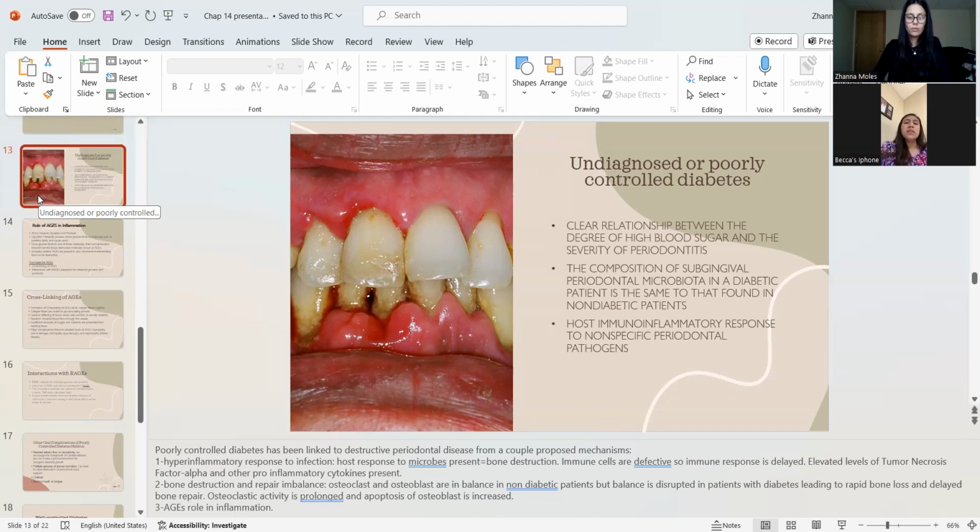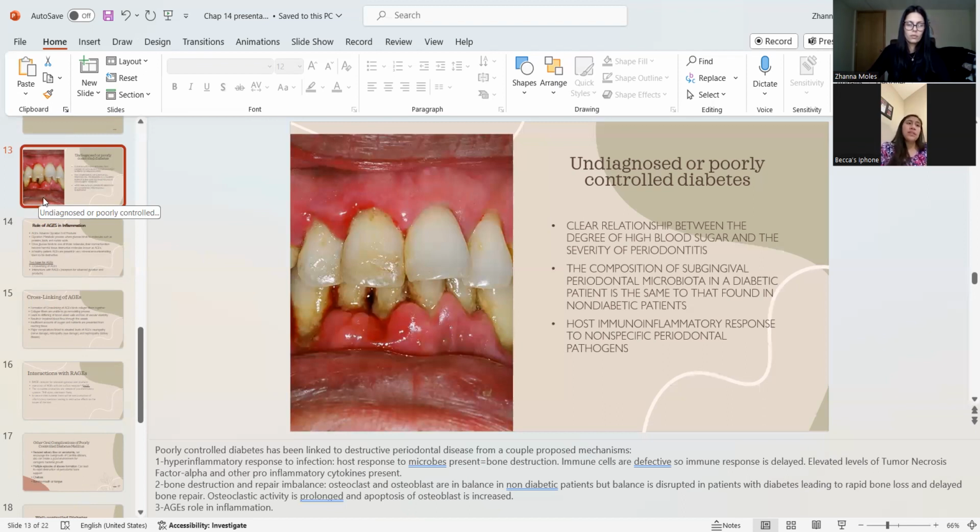The second one is bone destruction and repair imbalance. So our osteoclasts and our osteoblasts aren't stabilized. There's more prolonged activity of bone destruction, which is the osteoclast cells. And then there's going to be an increase in apoptosis of the osteoblasts, which are our bone building cells. So there's going to be more bone disruption and less bone building.